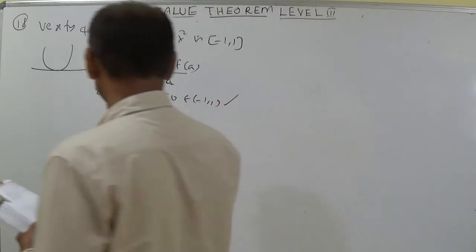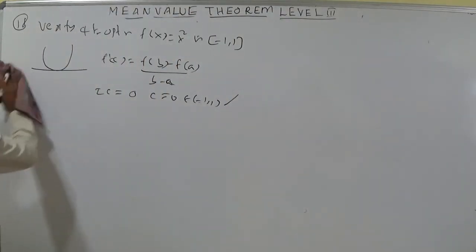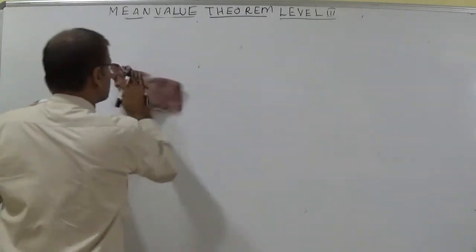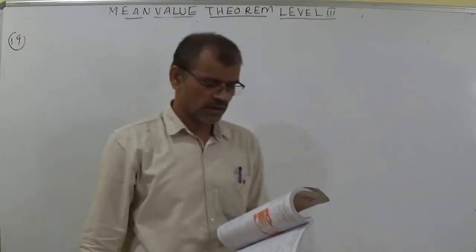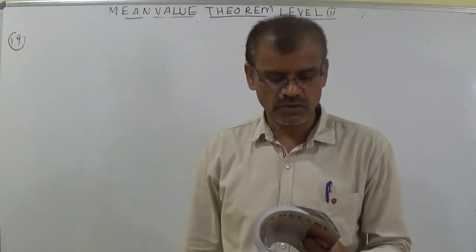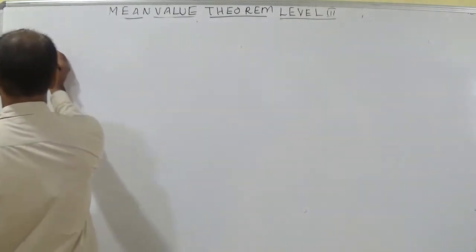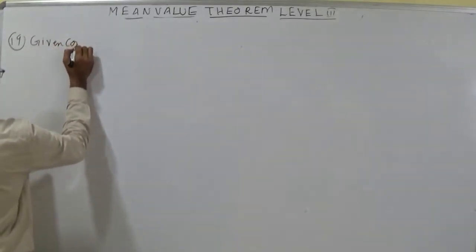Next, 19th question. Let f of x and g of x be differentiable functions. Here two functions are given. f of x and g of x are differentiable in open interval a comma b, continuous in closed interval a comma b, and g of x is not equal to 0 in closed interval a comma b. For at least one c belongs to a b, such that the given condition I am writing.